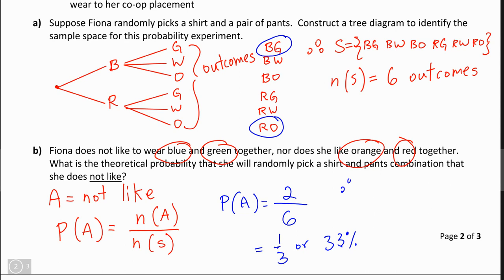So therefore, Fiona has an approximately 33% chance of selecting a combo she does not like.